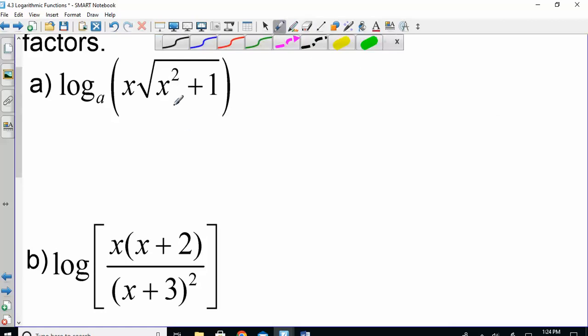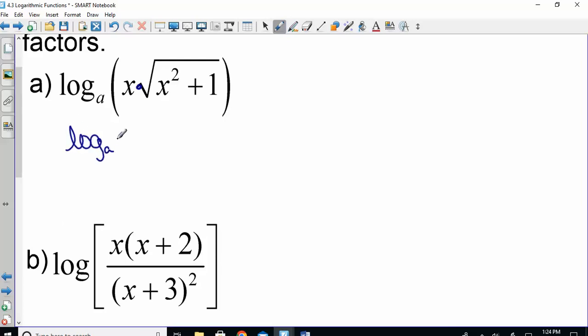When I look at this, we have things being multiplied. How do we break those apart? So we would have log base A of x plus log base A of the square root of x squared plus 1. There's actually more we can do here, though.